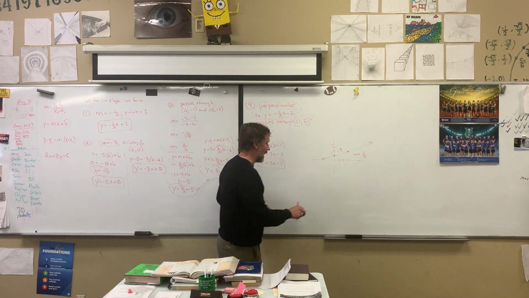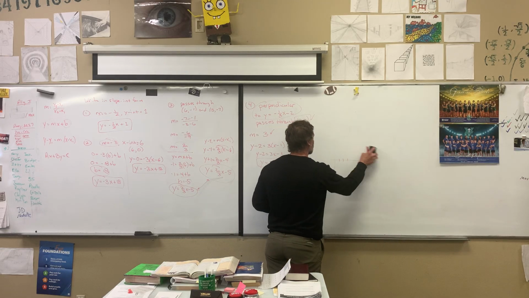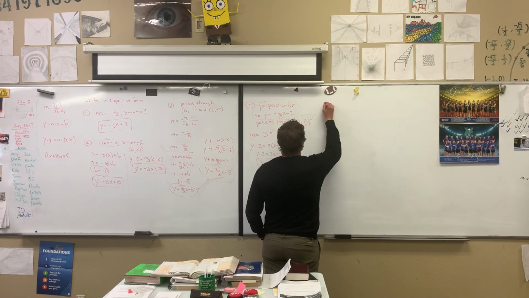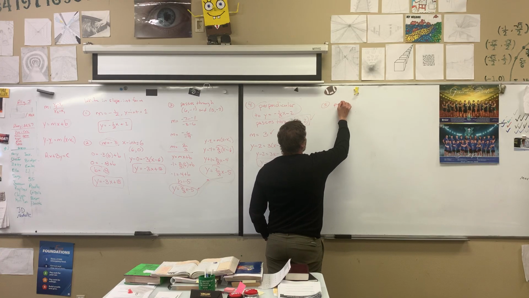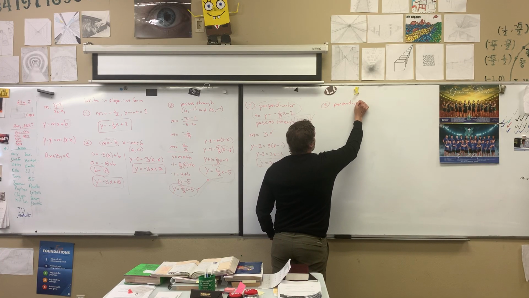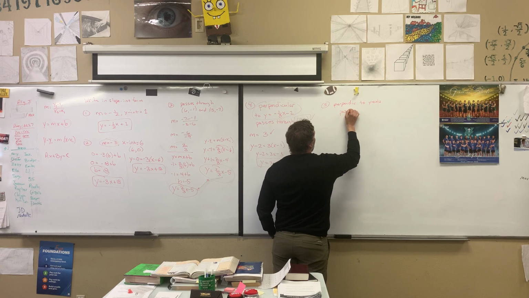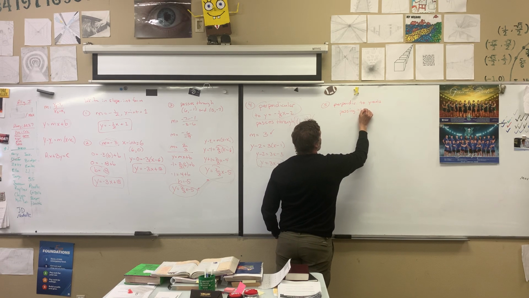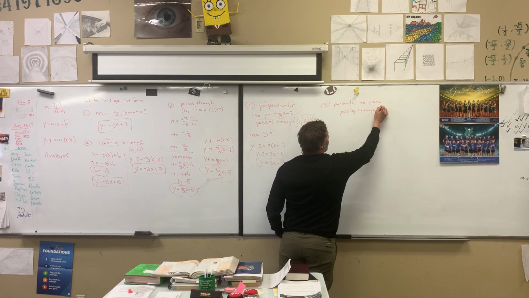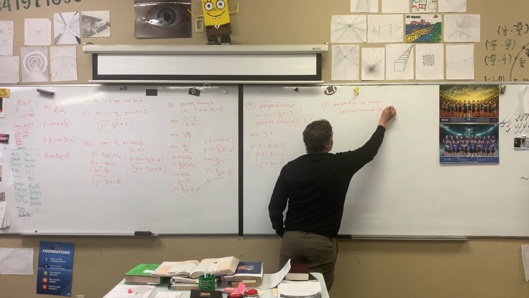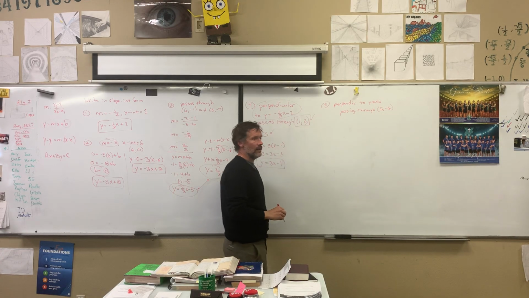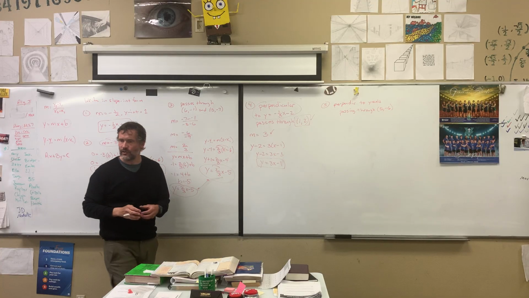Perpendicular to the y-axis. Okay, let me actually do a couple that are a little bit unique. Okay, this says perpendicular to the y-axis, passing through 5, -6. Okay, so you're supposed to take that information and write the equation of a line.